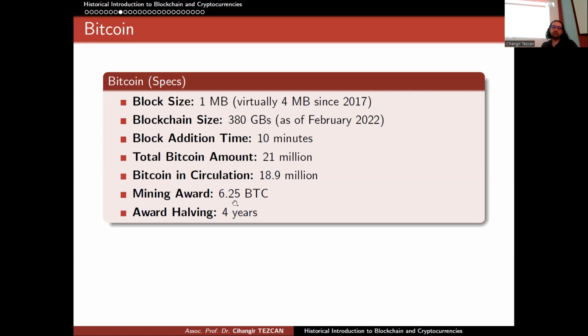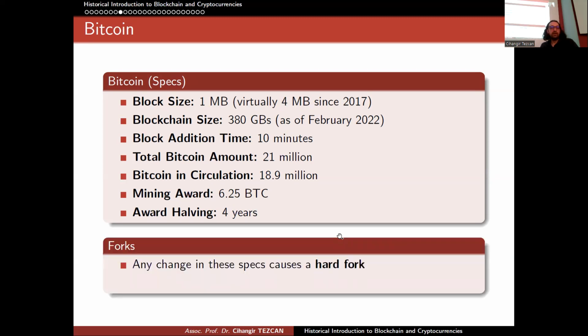But of course, mining will continue, because you don't only get the mining reward, you also get the fees gathered from the transactions. So in the future, you will get more fees than the mining reward. These are predetermined before the system starts. We might choose to change the specs, but if you change it, then the people who change it use a different blockchain, and the people who keep the old version use another blockchain. This causes a hard fork. It duplicates the blockchain. It is like creating a parallel universe.